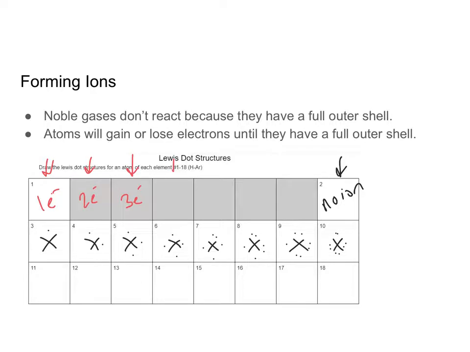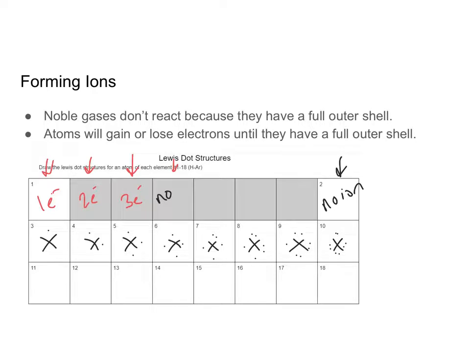This column right here is a little bit tricky because it has 4, so you could say, well, it's either going to gain 4 or it's going to lose 4. In all reality, these aren't going to form ions. These are most likely going to form covalent bonds, and so they won't form ions. So don't worry about this 4th column right here.